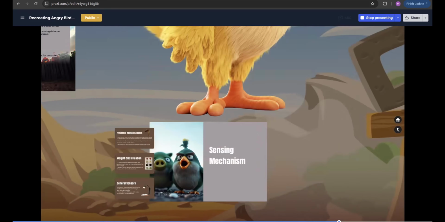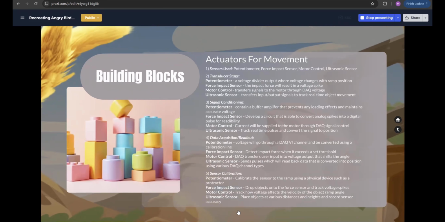Building blocks for the project. Actuators for movement. The sensors being used will be the potentiometer, force impact sensor, motor control, and ultrasonic sensor. Transducer stage. A potentiometer will be used, which is a voltage divider output where voltage will change with ramp position. The force impact sensor, the impact force will result in a voltage spike. The motor control transfers signals to the motor through DAC voltage. The ultrasonic sensor transfers input and output signals to track real-time object movement.